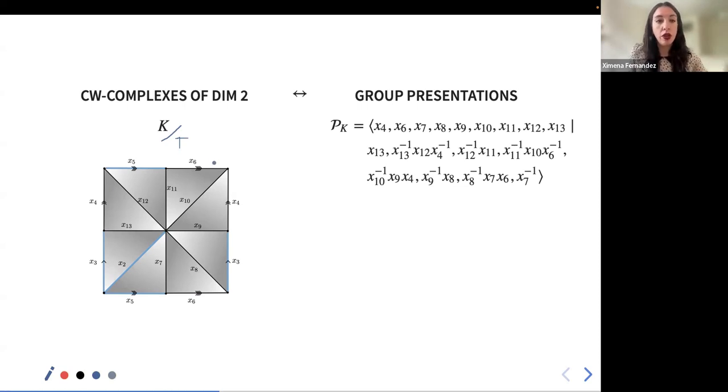So you only save n-1 cells, the cells in the tree, if you have a complex with n vertices. Something else to say related to this presentation is that it is a presentation of the fundamental group of K, but it not only encodes information about pi1 of K, but also about its homotopy type. We're going to see this in a minute. So this presentation is very powerful to understand K.